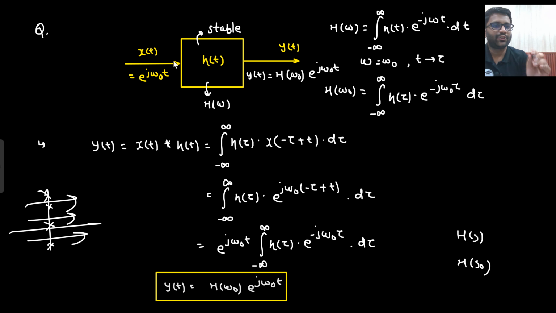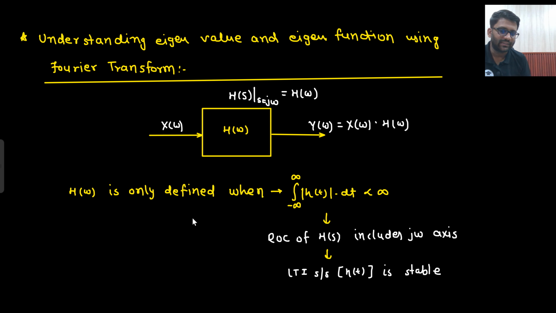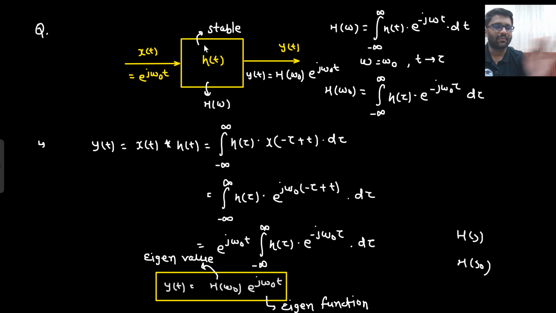So the bottom line is, if H of omega is defined, that means surely e to the power j omega naught t will be your eigenfunction, and this is your eigenvalue. But what is the condition? The condition is that H of omega should be defined, and if H of omega is defined, that means the LTI system is stable. So if your LTI system is stable, then surely e to the power j omega naught t will be one of the eigenfunctions.